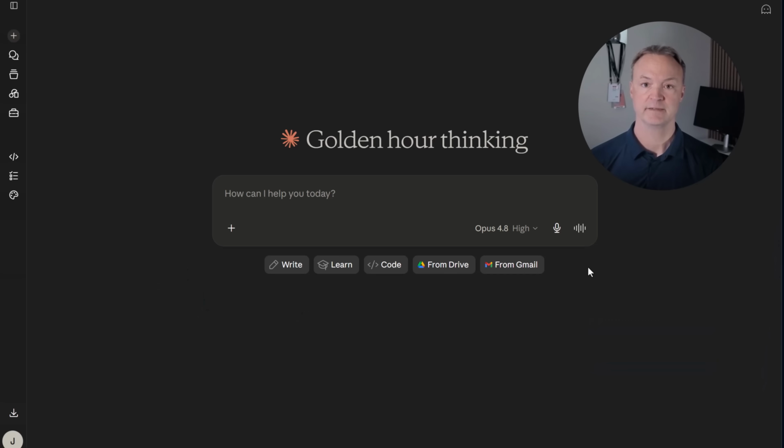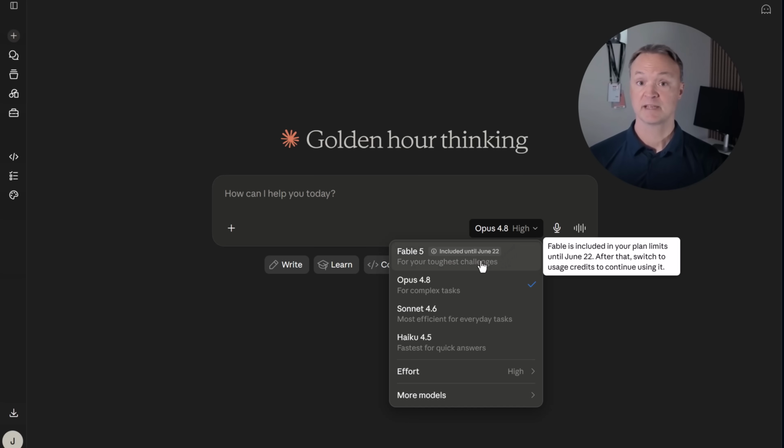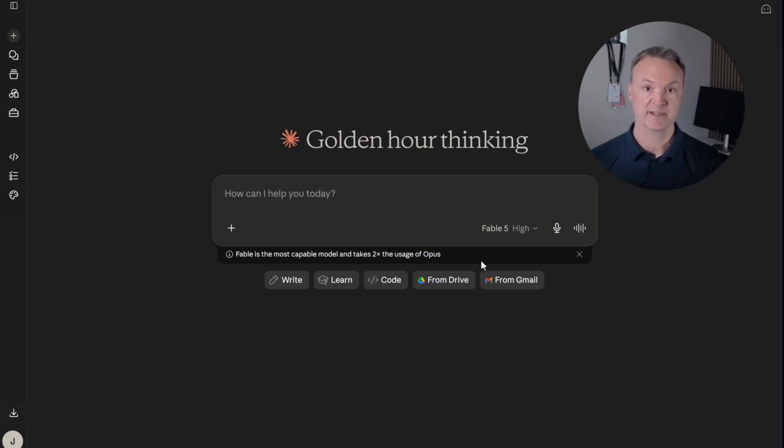Now let's find it. Open Claude, start a new chat, and look at the model picker up at the top. If Fable 5 shows up here, you're in. Select it, and every message in that chat uses it. Now here's the timing part, and it matters.